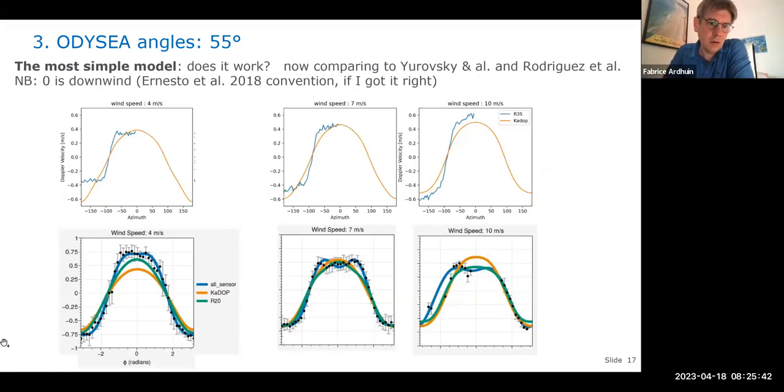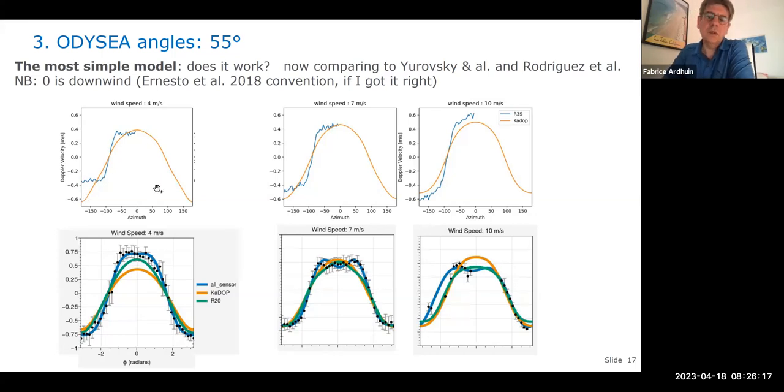So what you have here is for 4 meters per second, 7 meters per second, and 10 meters per second winds as a function of the azimuth direction. So 0 here is taking the Ernesto et al. 2018 convention, if I got it right. So 0 is supposed to be downwind, and so we mean that the velocity of these waves propagates in the same direction as the wind. And so velocity would be positive here for 0, which would correspond to a negative Doppler shift, but okay, there's a minus sign and all that, don't worry.